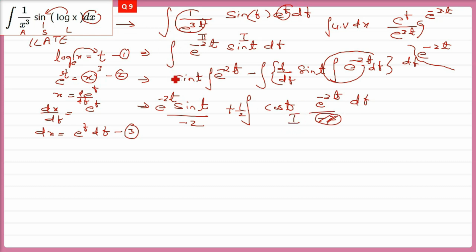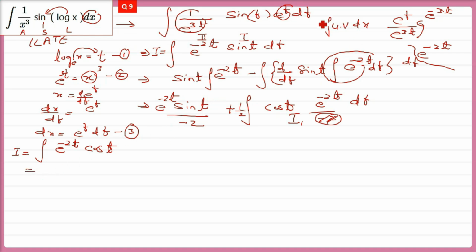So let's call this initial one as I, and let's call this one, e raised negative 2t cos t, as I1. So we'll do it separately. This integral, e raised negative 2t cos t, we are calling it as I1. So there will be a reincarnation. What I am saying is this will come again. You will see e raised negative 2t sin t will again come.